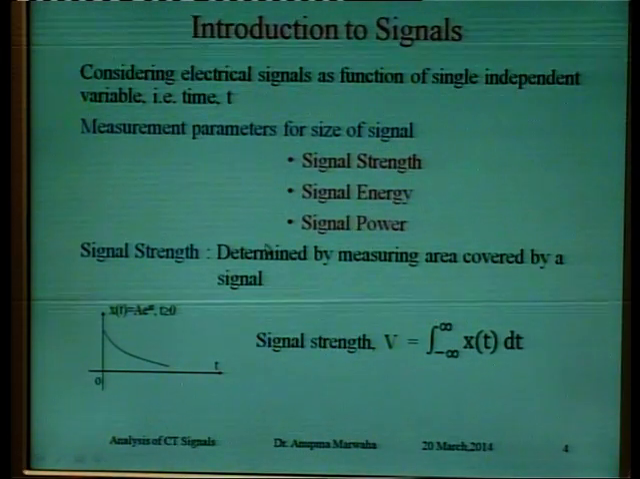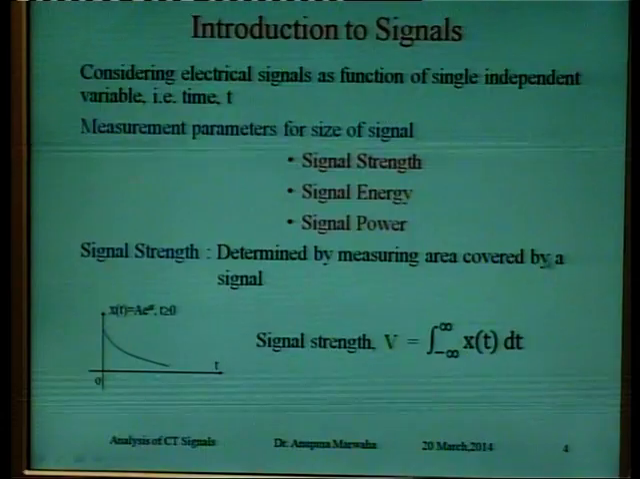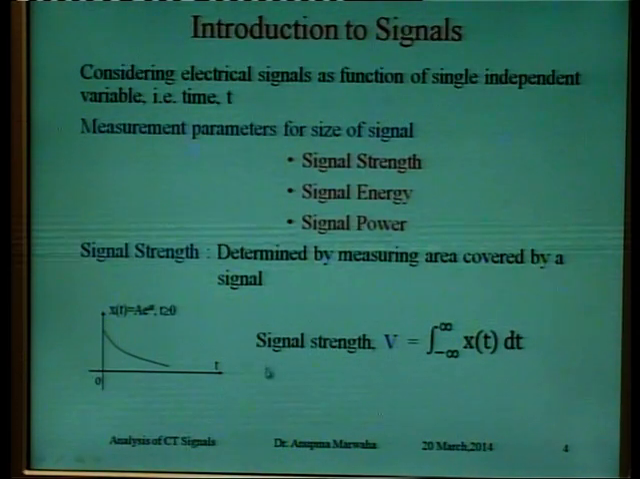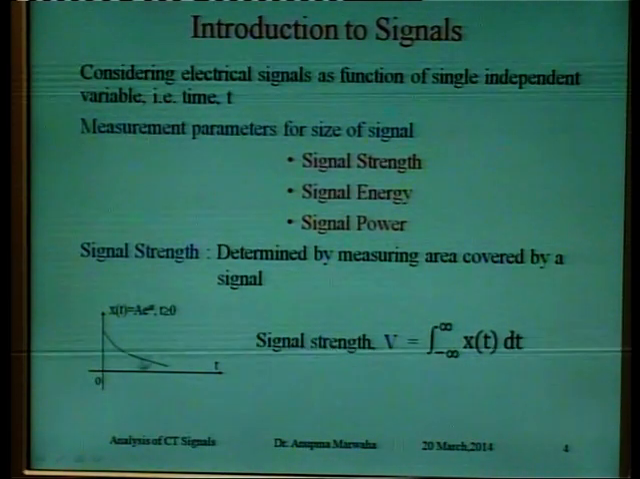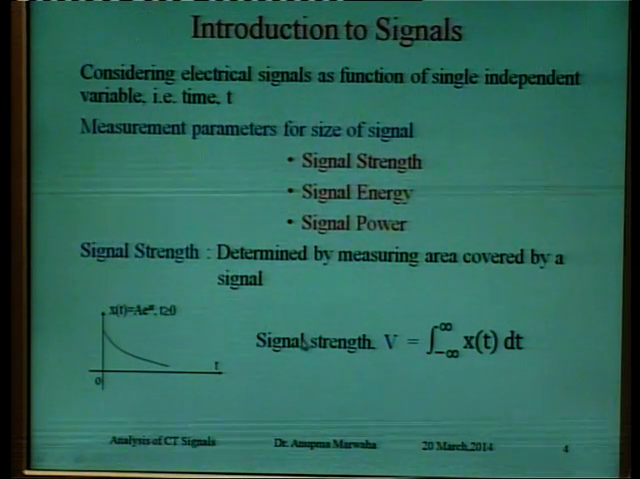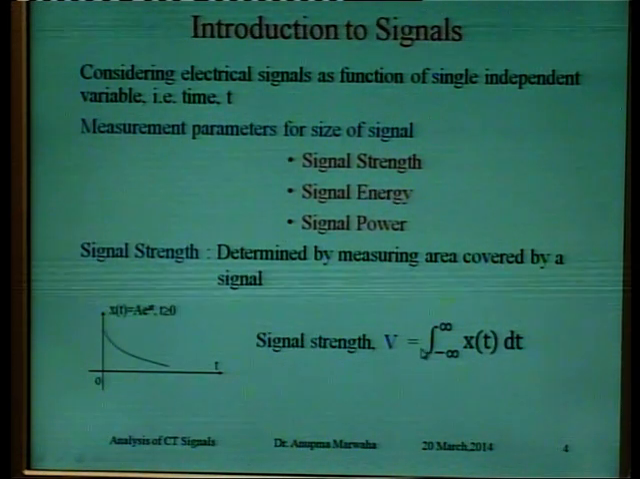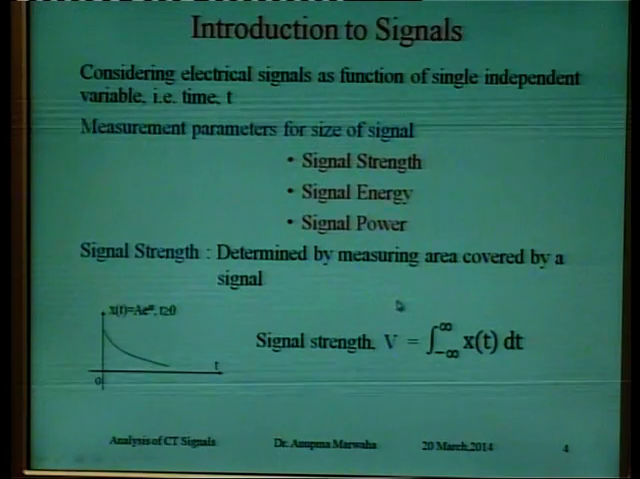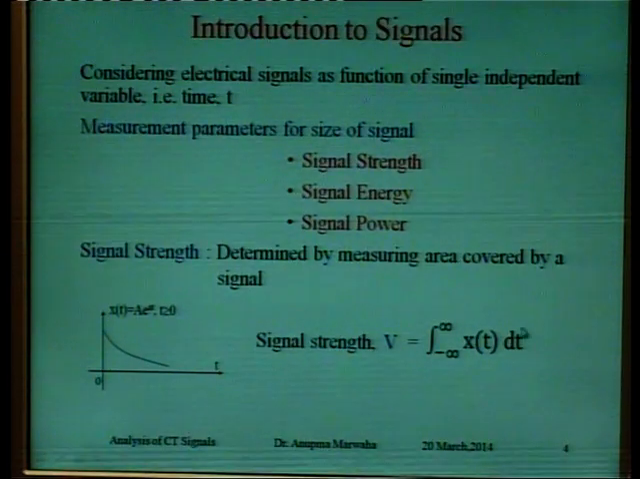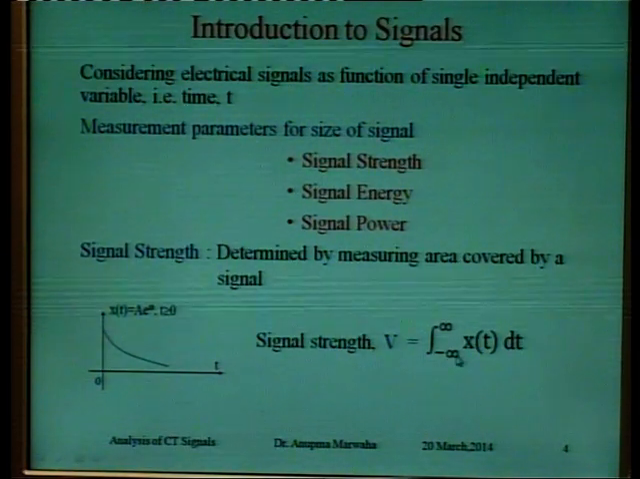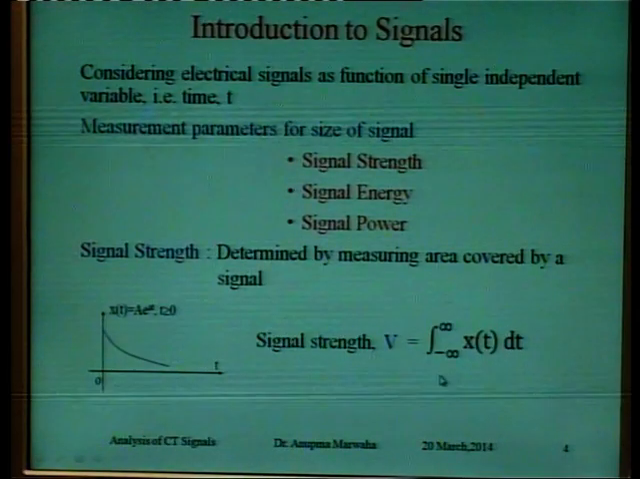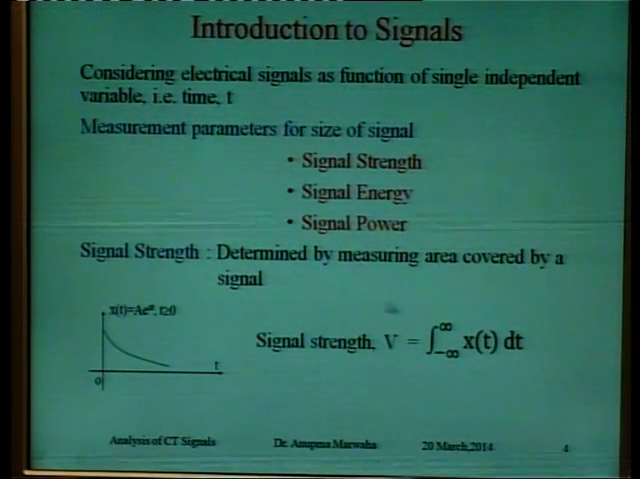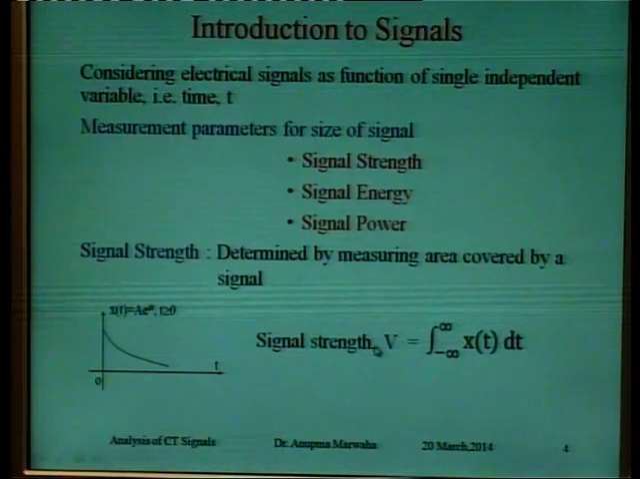Signal strength is determined simply by measuring the area covered by a signal. Let us suppose that we have a signal x(t) as an exponential signal, then the strength of the signal V will be the area covered by this exponential signal, that is the integral of the signal over the whole time domain. So, integral of x(t) dt from minus infinity to infinity will give us the strength of the signal.